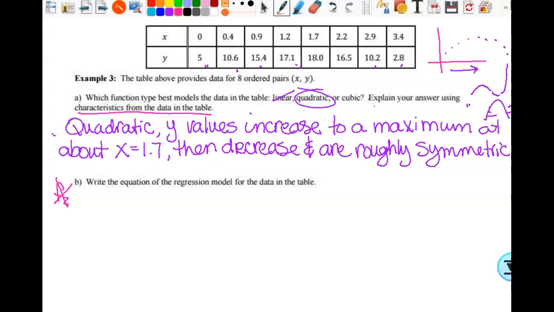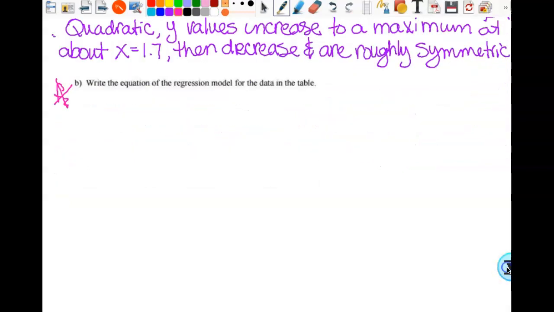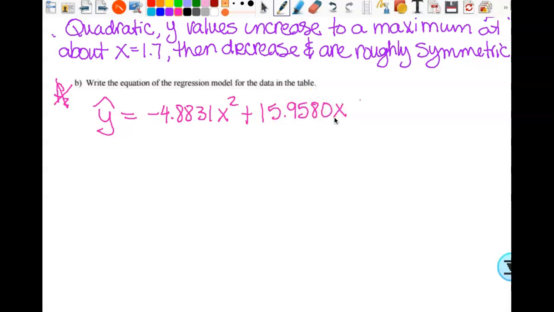So when I go to write this equation, this is it, just y equals? What does my y need? A hat. So y hat equals, my a value is negative 4.8831 x squared plus 15.9580x plus 4.9956.